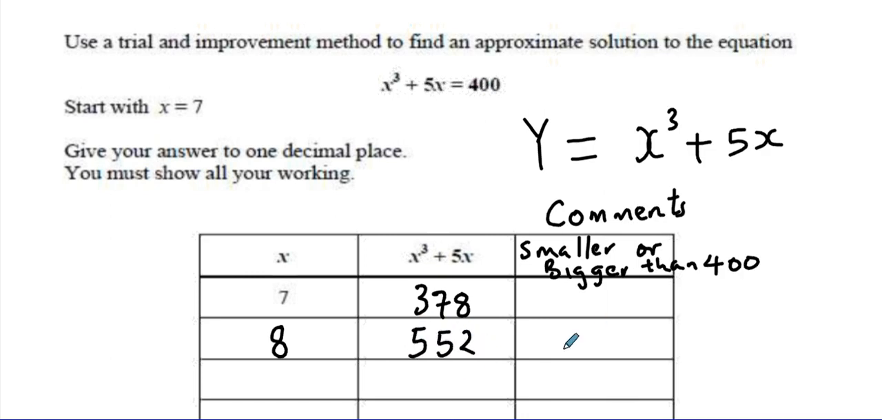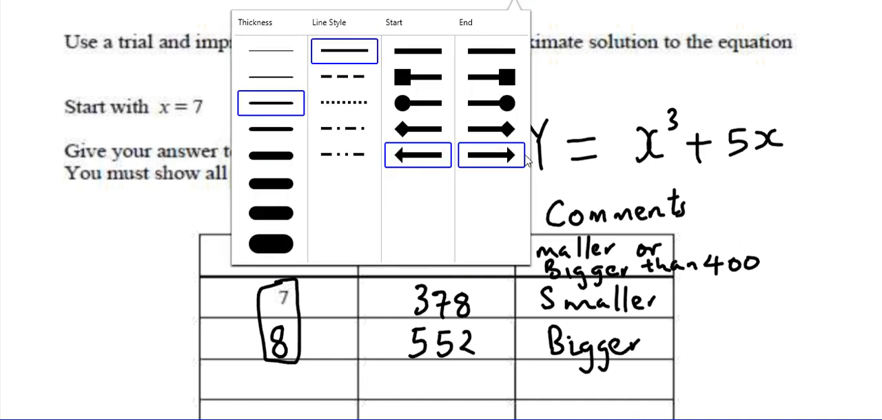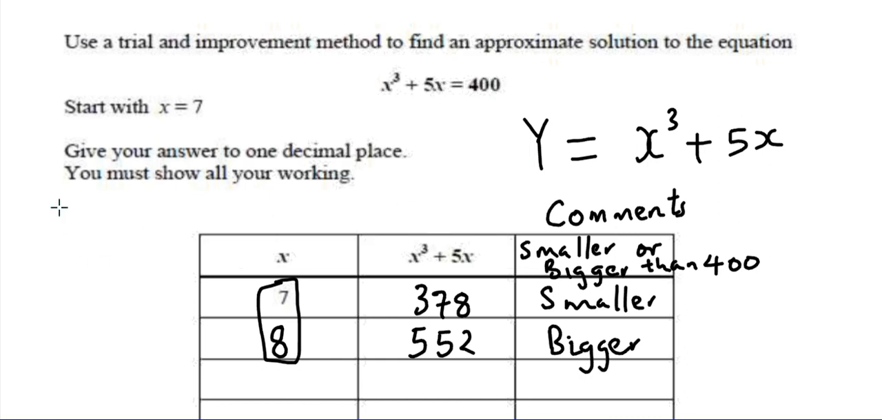552, this is a result which is bigger than the expected. So this was smaller and this is bigger. Now, when you get this contradiction, one is saying smaller, another one is saying bigger, that indicates that the value of x lies between 7 and 8. So you draw a number line to show your interval, that our solution lies between 7 and 8.